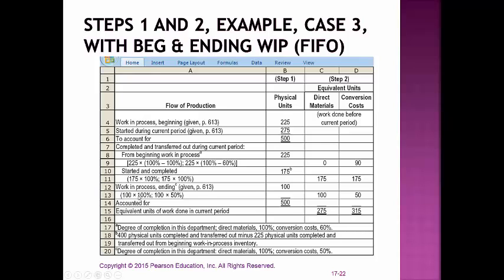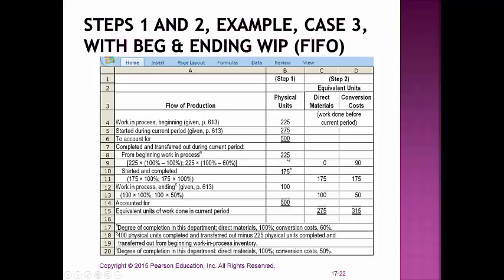So 100 units were also started this period. Therefore, they've got 100% of their direct materials. 100 times 100% equals 100 equivalent units as to direct materials. But they were only finished 50% of the way, so 100 units times 50% converted means equivalent units of 50.